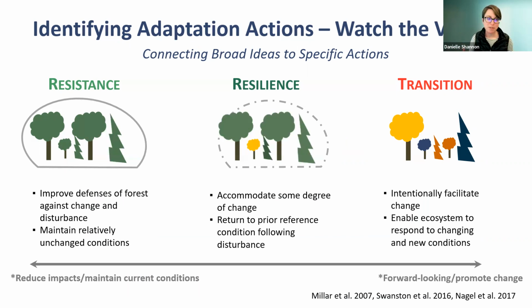But when we're talking about adaptation, we're really talking about this spectrum of ideas. So on one end, these are like big lofty ideas. On one end, we're talking about actions that we can take that will help our ecosystem, help to reduce those climate change impacts. But in one way or another, will help to maintain those current conditions, that character, that function on the landscape. And those actions generally fall into this big lofty idea called resistance, where we're helping to take steps that will improve the defenses of the forest against changes and disturbance.